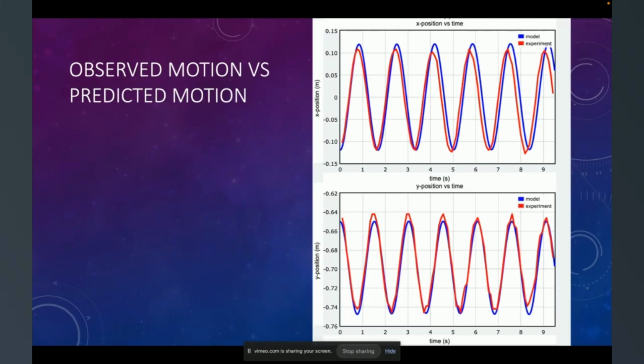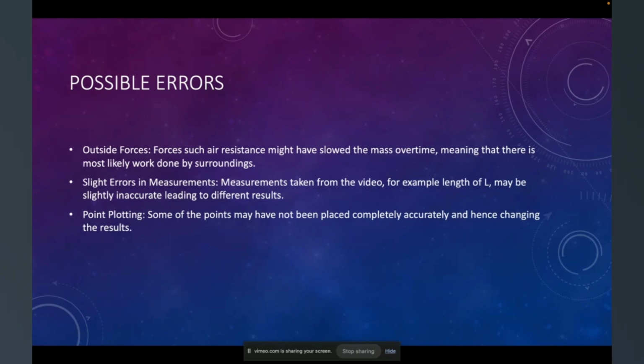So this is the graph that we got after we put everything in. The blue is the model, and the green and the red are the experiment. As you can see, the model has a higher peak in the x direction, but a lower peak in the y direction. A lot of these errors could be accounted for by outside forces, such as air resistance, which might have slowed the mass down over time, meaning there's likely work done by surroundings. And there might be some slight errors in measurements taken from the video. For example, the length of L might be slightly inaccurate, leading to different results. And with point plotting, some of the points may not have been placed completely accurately, hence changing the results.